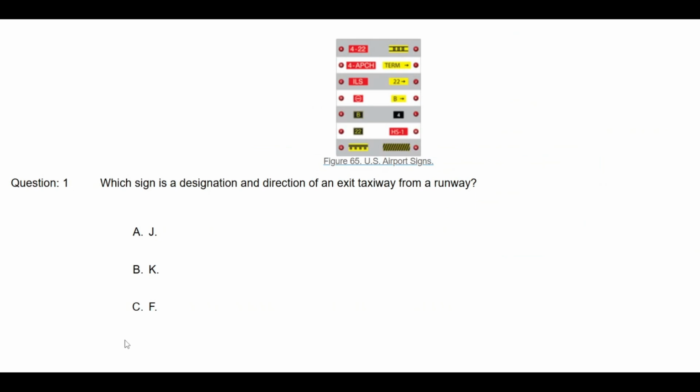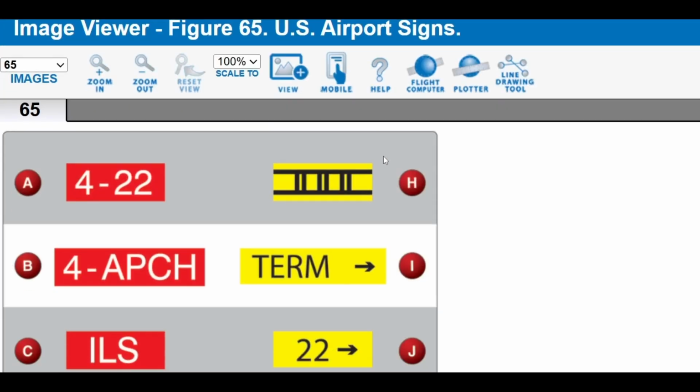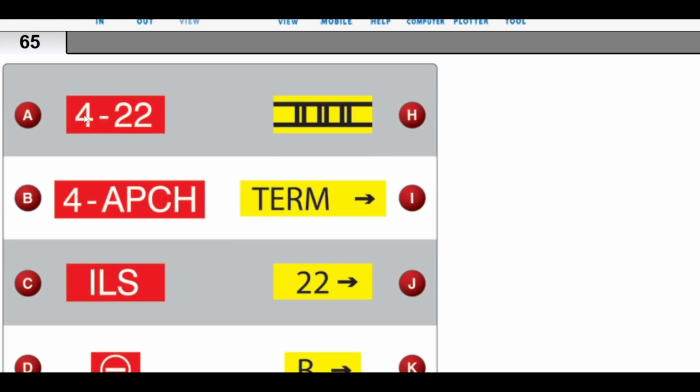Exam questions about destination signs and taxi signs and markings. Which sign is a designation and direction of an exit taxiway from a runway? So it's saying you're exiting a taxiway to a runway. Let's head. Not A, because this shows the two runway markings, runway 4 to 22. B is good, shows that this is an ILS approach. Remember, red equals ILS.